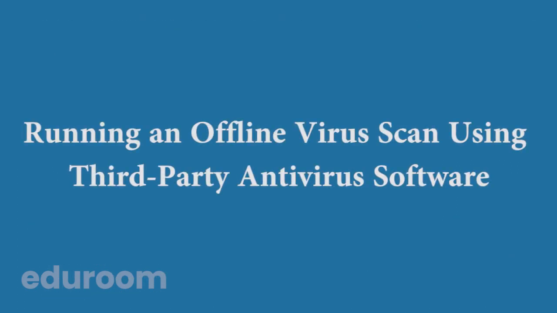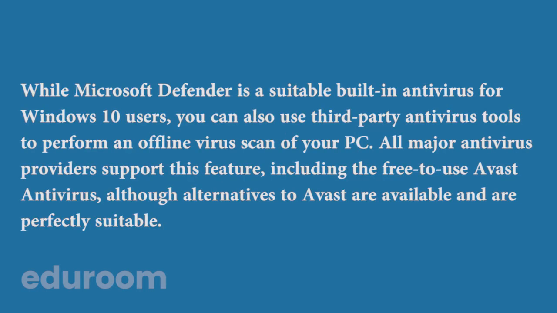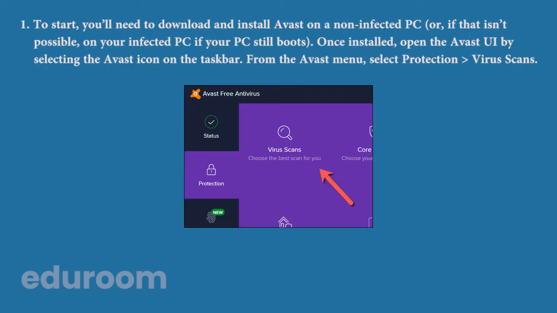Running an offline virus scan using third-party antivirus software. While Microsoft Defender is a suitable built-in antivirus for Windows 10 users, you can also use third-party antivirus tools to perform an offline virus scan of your PC. All major antivirus providers support this feature, including the free-to-use Avast antivirus, although alternatives to Avast are available and are perfectly suitable. To start, you'll need to download and install Avast on a non-infected PC, or, if that isn't possible, on your infected PC if your PC still boots.